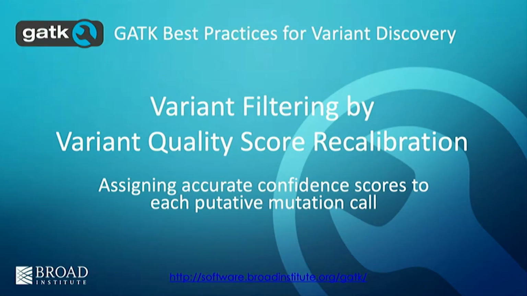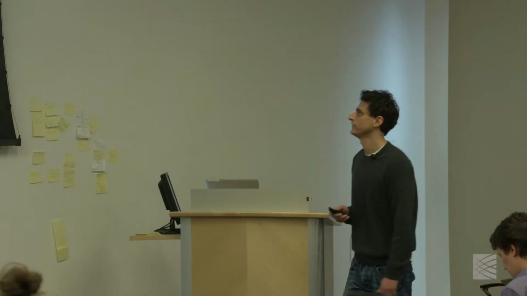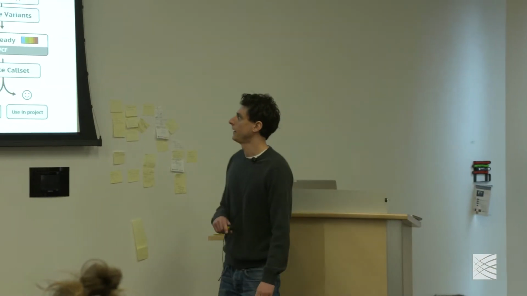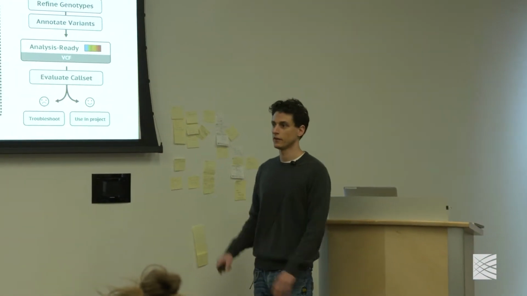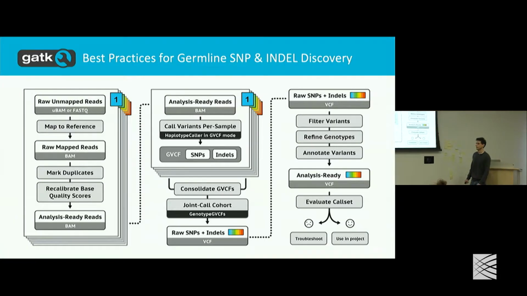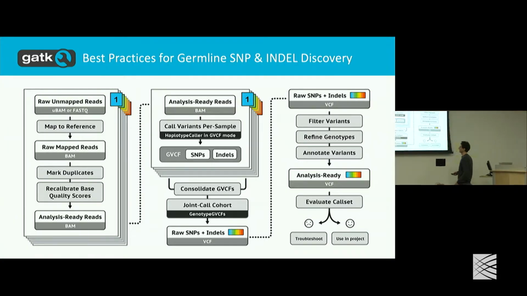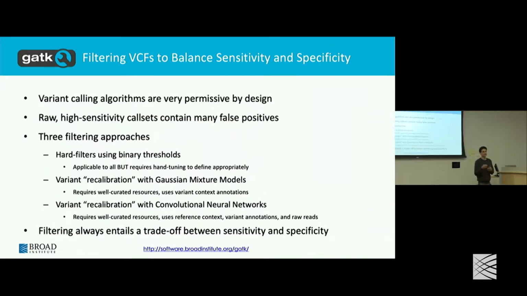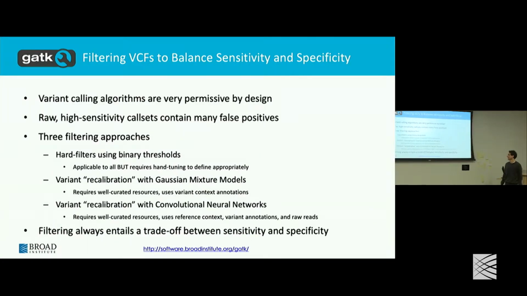All right, so we will talk about variant filtering. This is after we've called our variants with HaplotypeCaller, and we now want to refine our call set to adjust for the sensitivity and precision that we want for our given task, given the data we had.